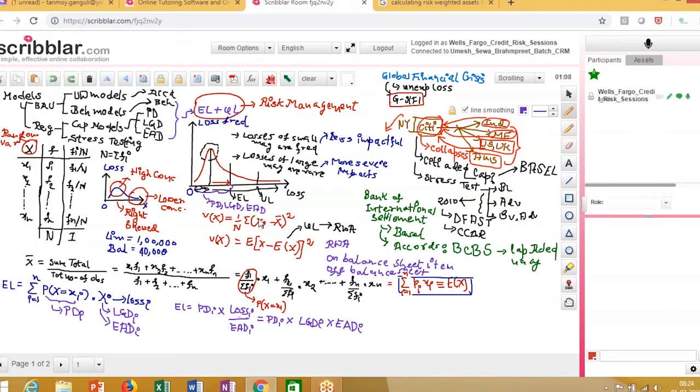But now, the expected loss plus the unexpected loss together will comprise your value at risk. So the value at risk will give you an idea, at 95%, of what the total value at risk is that you have. So your EL plus UL gives you your VAR.